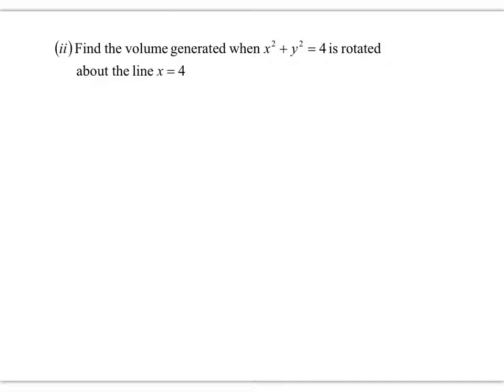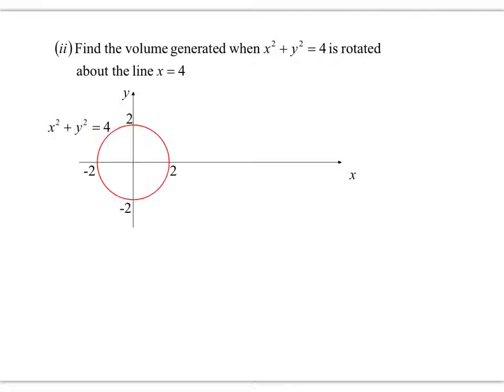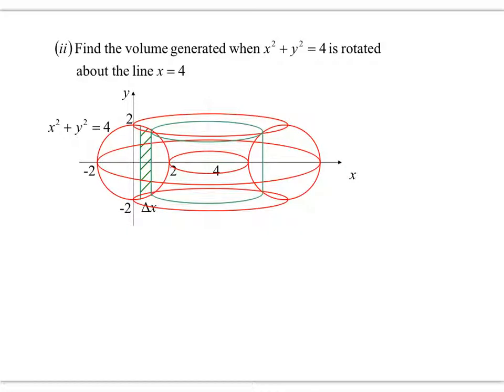Alright, here's an interesting one. Find the volume of a circle rotated about the line x equals 4. Here's a circle. There's the vertical line x equals 4. Get a strip parallel to x equals 4. Rotate that around x equals 4. And we end up getting this shape that looks like a donut, and we call this shape a torus.